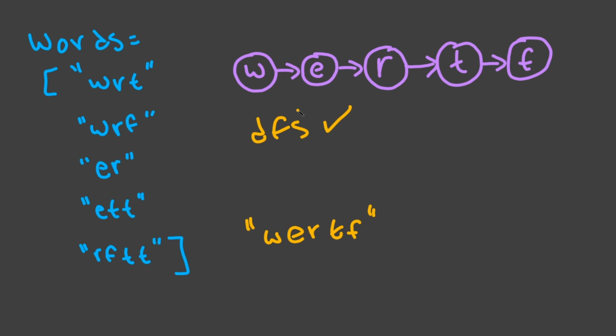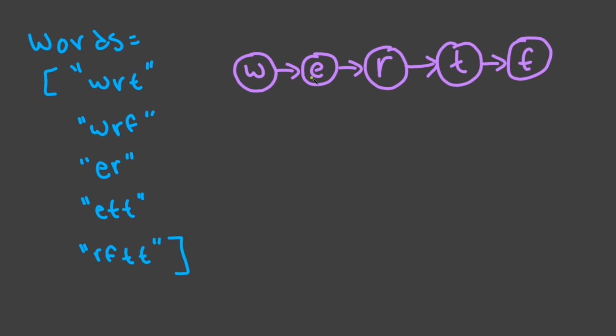The only problem with doing a DFS solution is that if we do DFS starting from here and print out the output, we're going to go all the way down to the very bottom and see this F here. So we're going to print out our F first, and then we pop back up to T. So we print out T, and then we do R, E, and W. So our output would be this, which is just the reverse version of this. So in the end, before returning, we can just reverse this string, and then DFS works just fine.